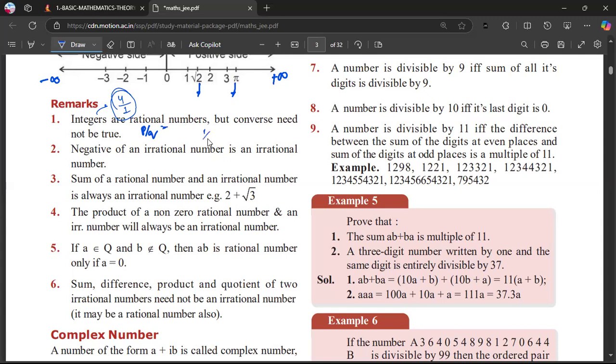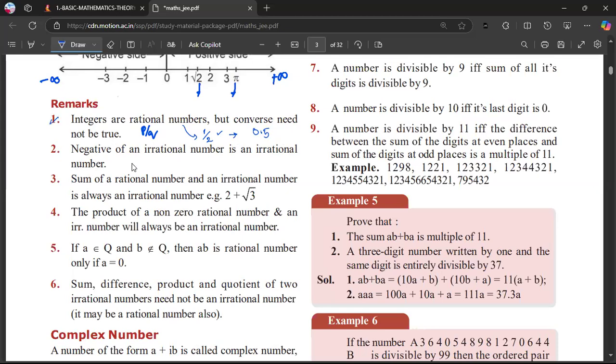Let's take an example, 1 by 2. Is it a rational number, yes or no? Rational number, sir. 1 by 2 is a rational number, right? Yes, sir. But it is not an integer because it is 0.5. So it's not an integer. That's why the converse need not be true.